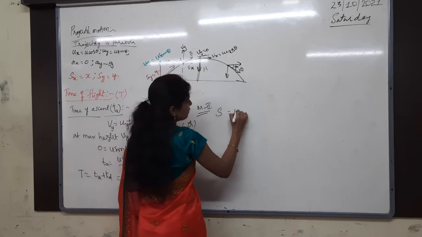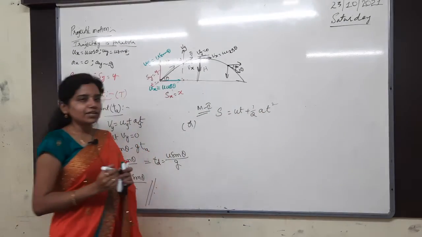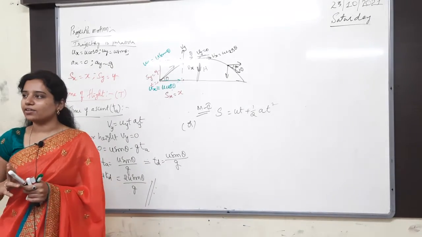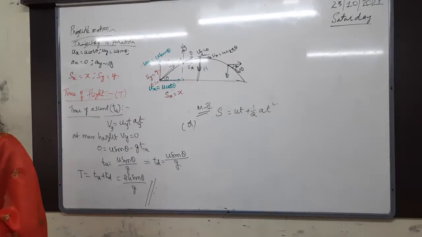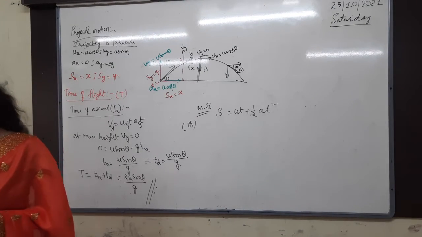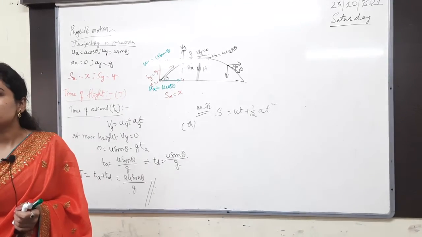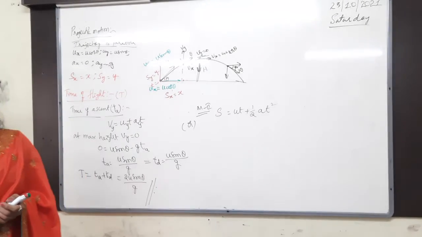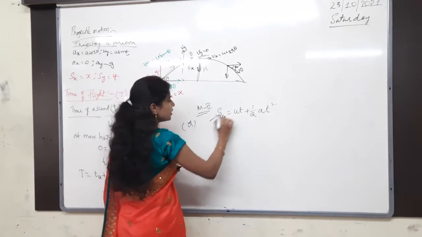S is equal to, what is the formula? ut plus half at square. After reaching the ground, what is the height of the object? 0. After reaching the ground, 0 only. Why are you thinking that much? From here it is starting and then coming again here only. So what is the height of the object there? 0 only. So after reaching the ground, sy is equal to what can I write?